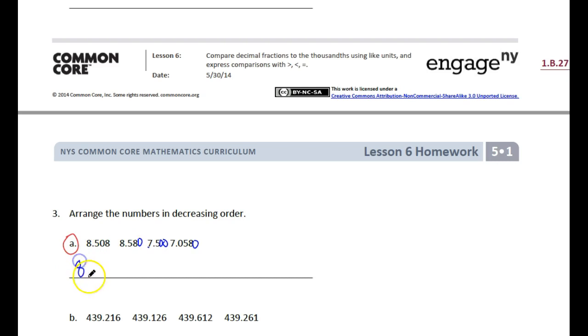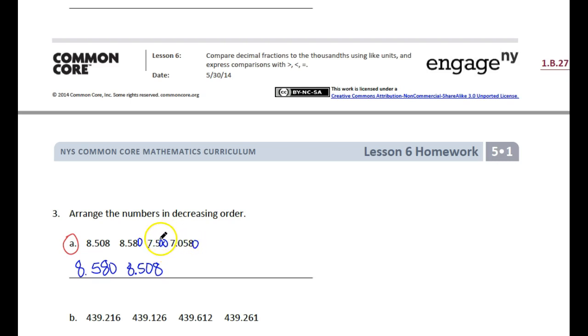So we have 8 and 580 thousandths. The next biggest is going to be, decreasing, the next smallest, 8 and 508 thousandths, so smaller. Now we go even smaller. We look at this one compared to this one. This one is 58 thousandths. There's nothing at all in the tenths place. This one does have something in the tenths place. So that one's going to be bigger than this one.